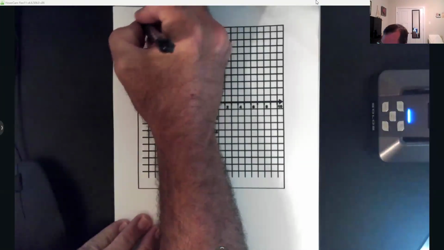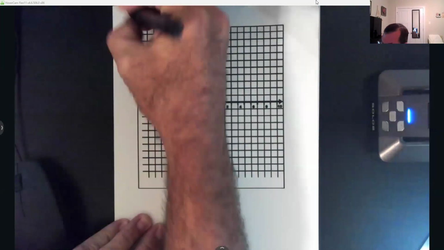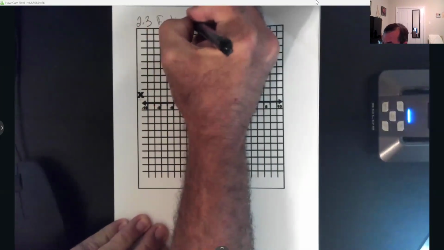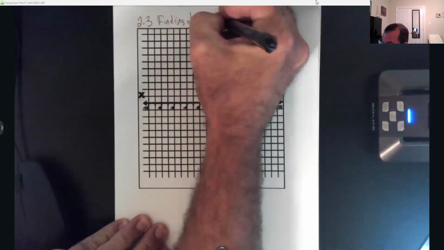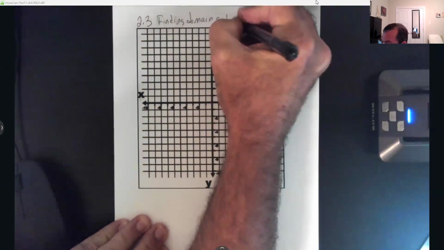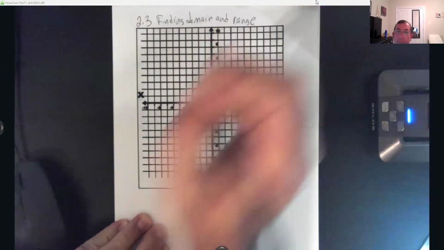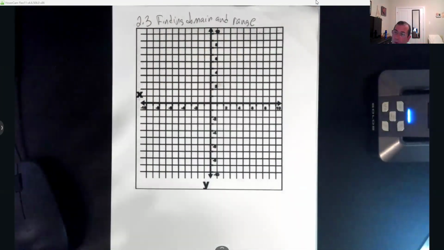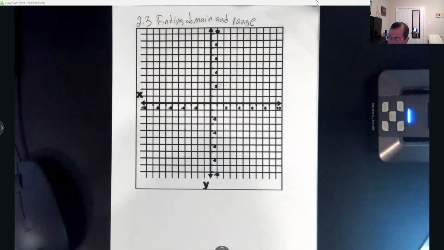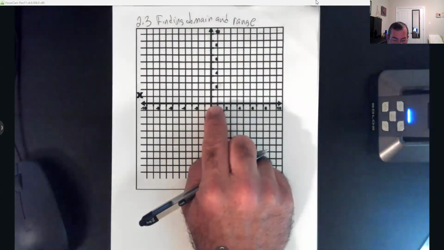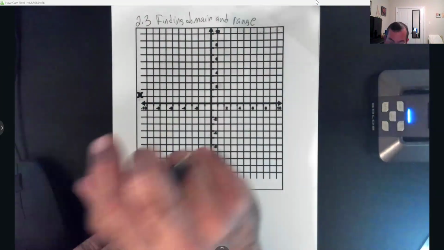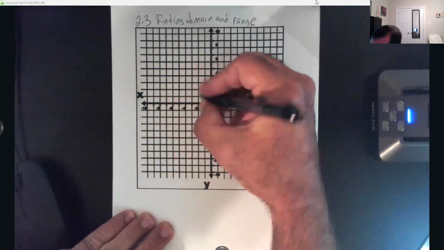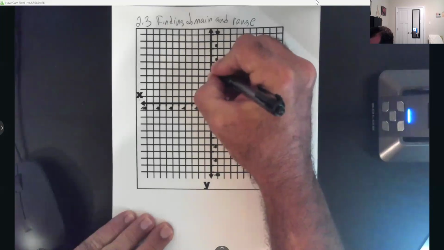All right, so 2.3, finding domain and range. So y'all, they start out with two graphs on this one. So I'm going to put some points on this graph here, and we'll use these points to answer their questions. So let's see, they got a point at 0, 5.